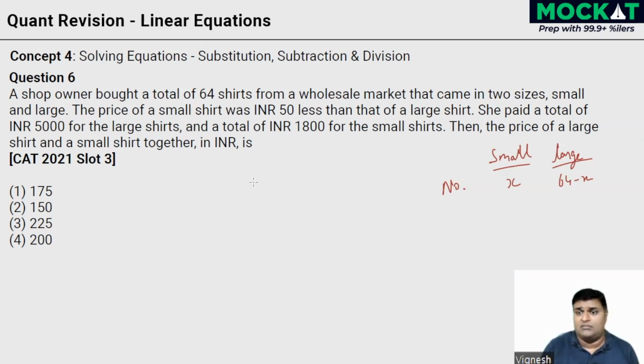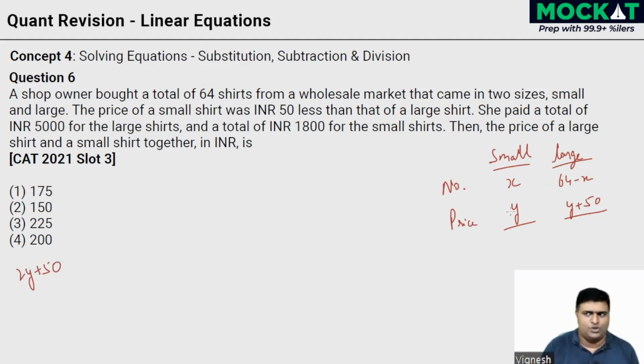And what about the price? The price of a small shirt was 50 less than that of a large shirt. So if this is y, this is y minus 50. Let's write it the other way around. If this is y, this is going to be y plus 50. Then the price of a large and small shirt together, I need to find, is 2y plus 50. Which of these is going to be equal to 2y plus 50?